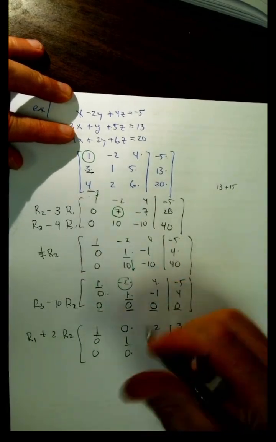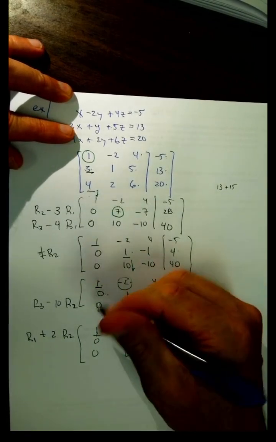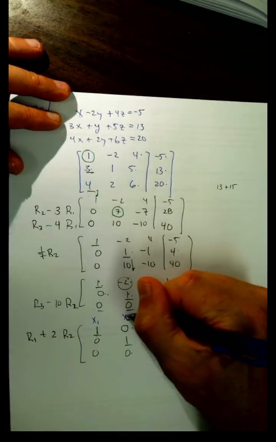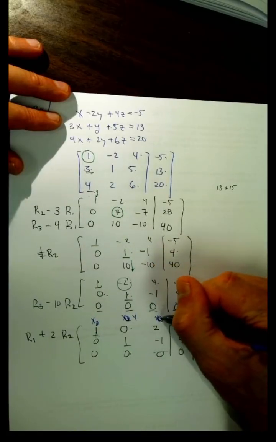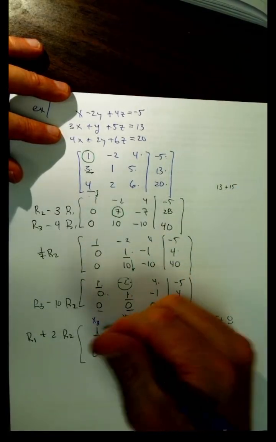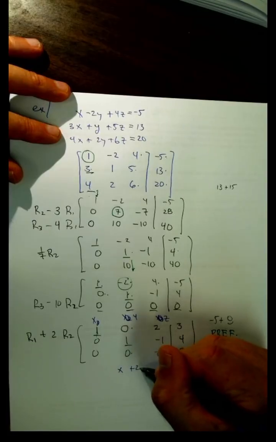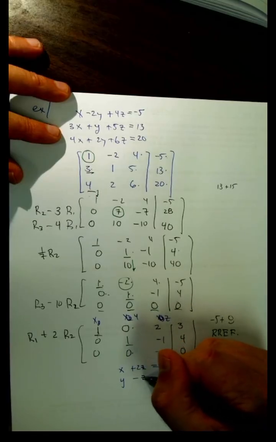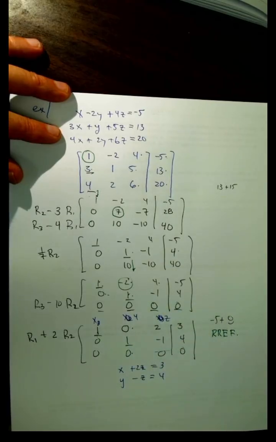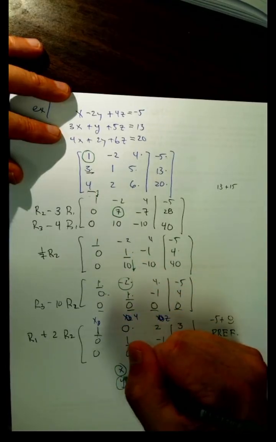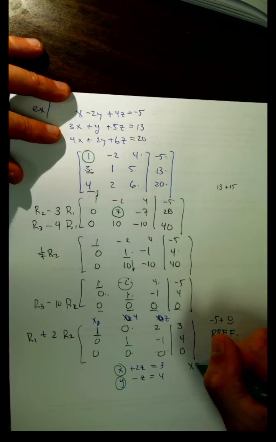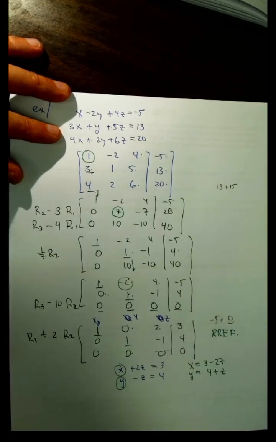So what does it say? The first row, and keep in mind the columns are the coefficients on my variables. Oops, sorry, I started off with x, y, and z, so I gotta stay true to that. First row says that x plus 2z equals 3. Second row says y minus z is 4. X is a pivot in the first row, y is a pivot in the second row. So I'm going to solve for those. So x is 3 minus 2z, y is 4 plus z.